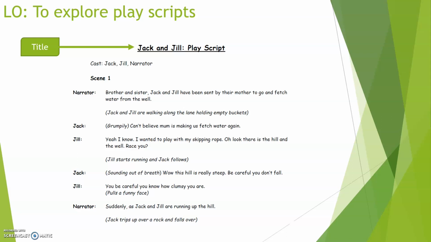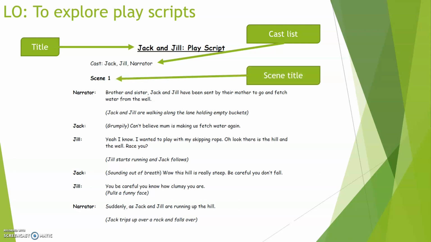The next feature, as you can see here, is the cast list. This says the cast list is Jack, Jill, and the narrator. The cast list are the actors that are involved in this part of the play script. Obviously, in a play or a TV program or a film, there might be lots and lots of actors, but they're not in every single bit of it. So the cast list says which actors are going to be involved in this part of the performance.